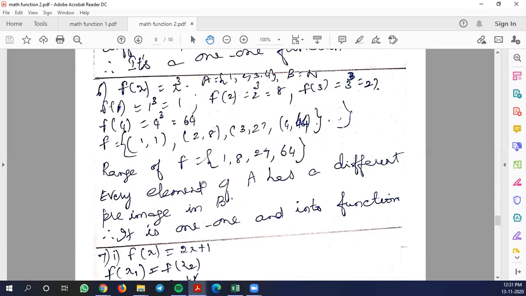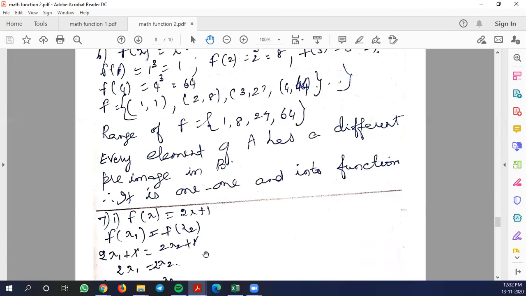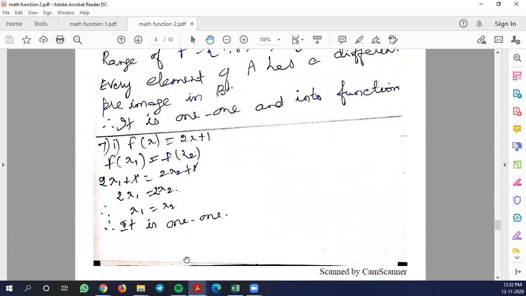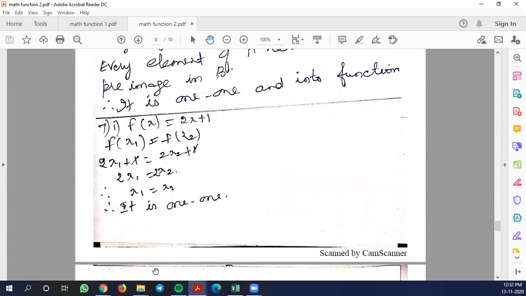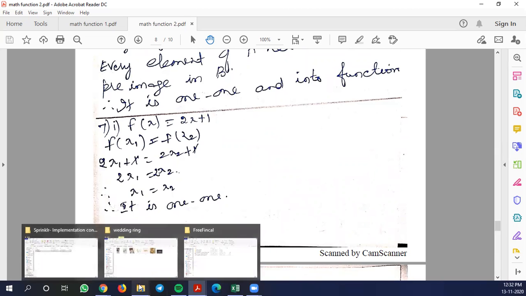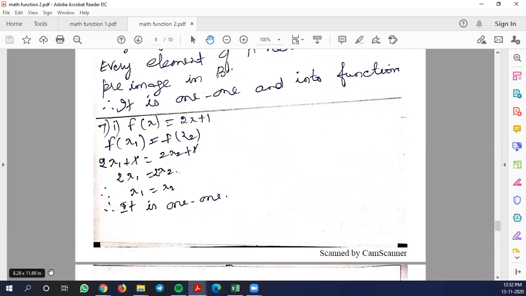Okay. Now, here the range we found, and the second question is identify the type of function. The function is 1 to 1 and into function. Now the seventh question, for each of the following state whether the function is bijective or not. Justify your answer. So what is the meaning of bijective? Bijective means it is 1 to 1 and onto, 1 to 1 as well as onto.